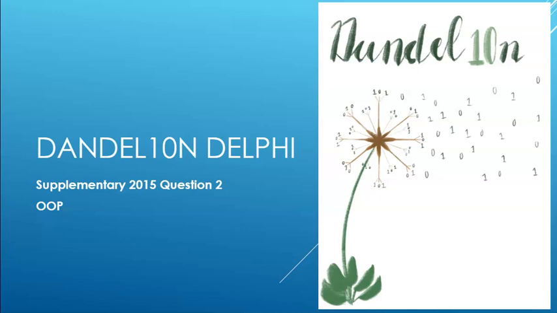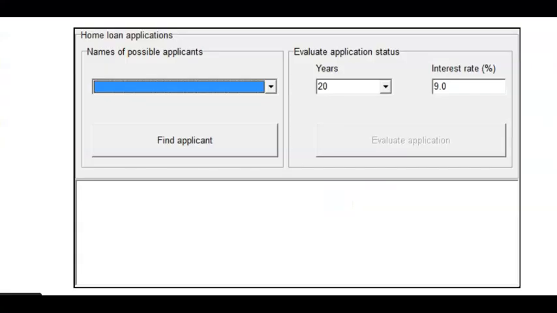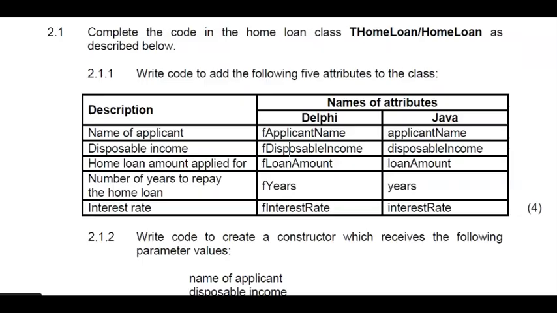We're going to have a look at the Supplementary 2015 question 2. In the older papers that used to be the OOP question, so this is for our grade 12s. You can now expect the OOP question in question 3. At the start of each question they always show you a screenshot of what the application should look like. Then we typically have a table explaining to us what the attributes are of the class, but you can also view that by just looking at your class and seeing what's in there.